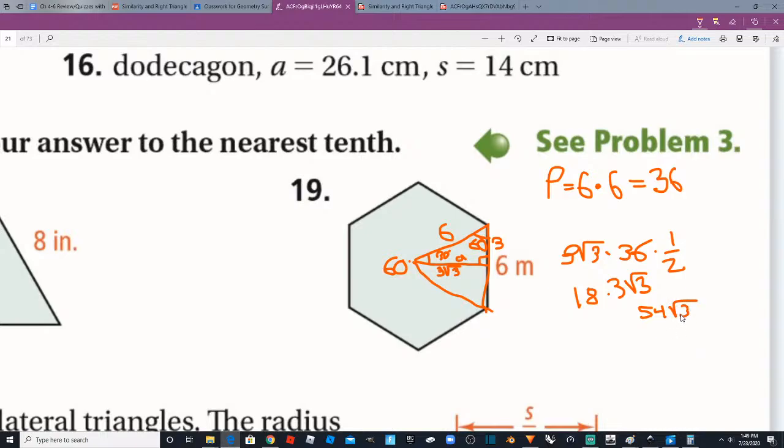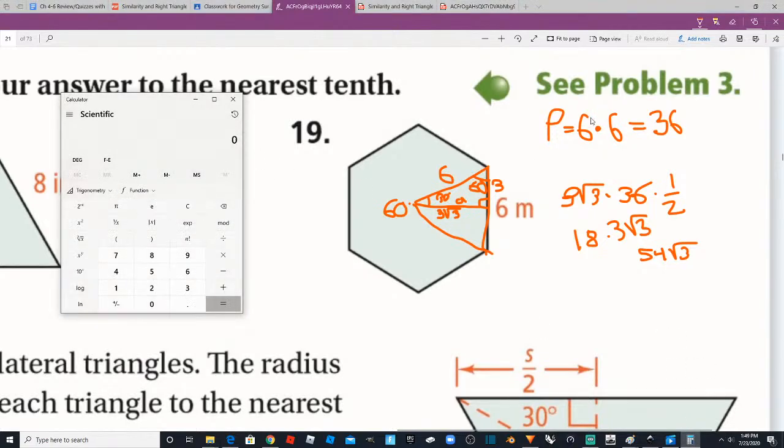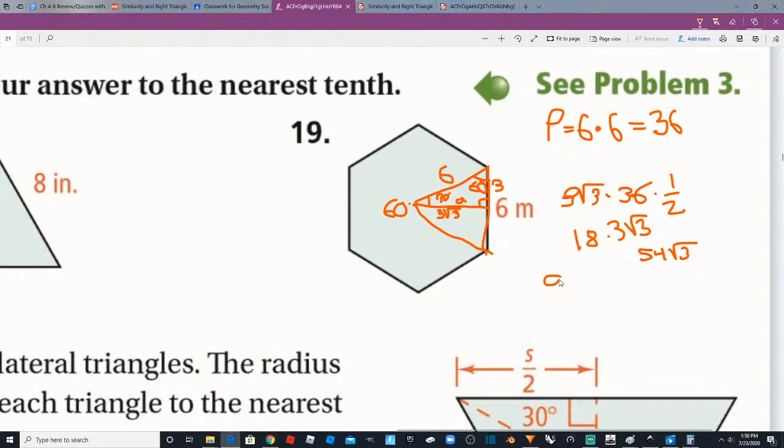Now you may be asking, let me first simplify it right here. Because it's asking to round, so 3 root 3 times 54, 93.53. Yeah, I did something wrong here. Oh, actually no, never mind, this is the area. Sorry about that. So 93.5, okay? We got our answer.